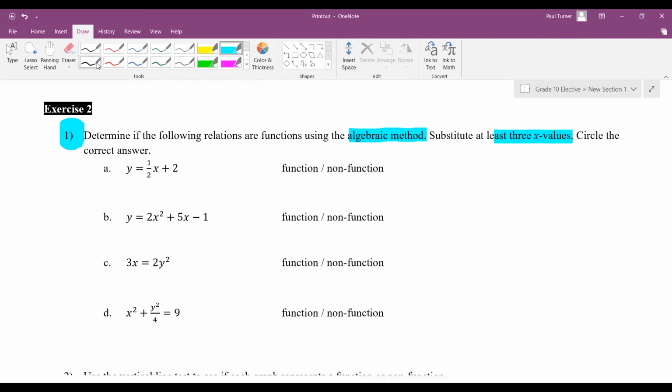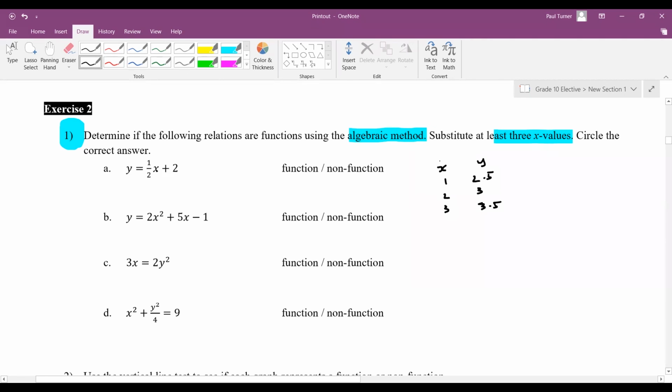So for example, in question one, let's set x equal 1, 2, 3. So half times one is a half plus two, 2.5. And two times a half is one, 1 plus 2 is 3. And 3.5.